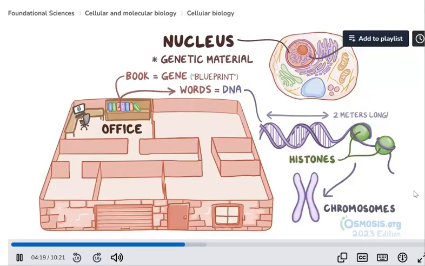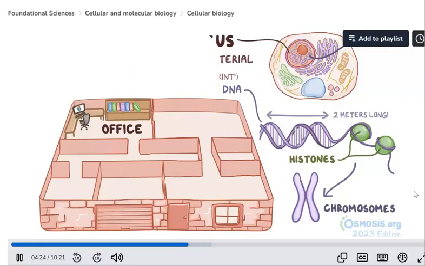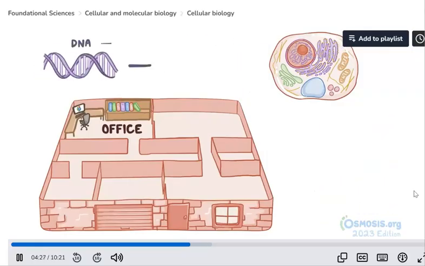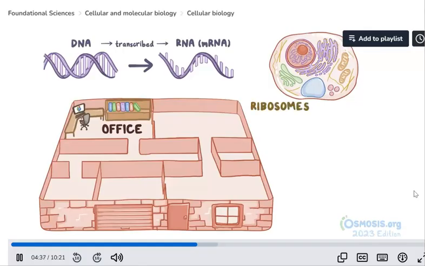Many chromosomes create chromatin, which is a shapeless mass of DNA floating in the nucleus. Now, to make a protein, the DNA of a particular gene has to be transcribed or copied over into RNA, specifically messenger RNA or mRNA. Special structures inside the cell called ribosomes can then use the mRNA copies to produce proteins.